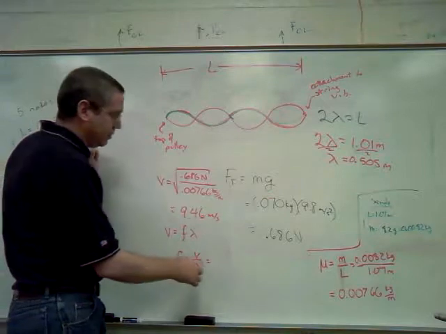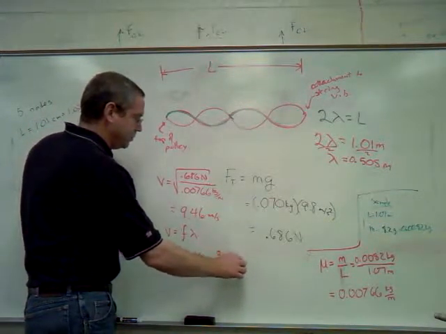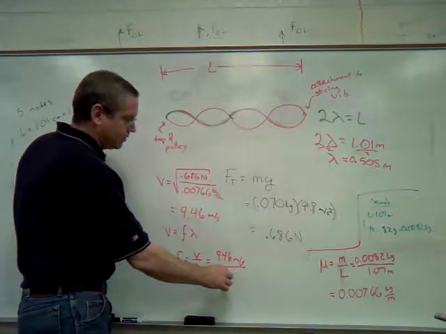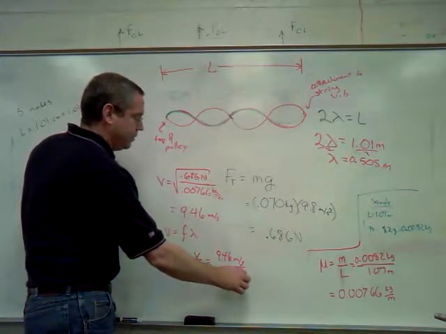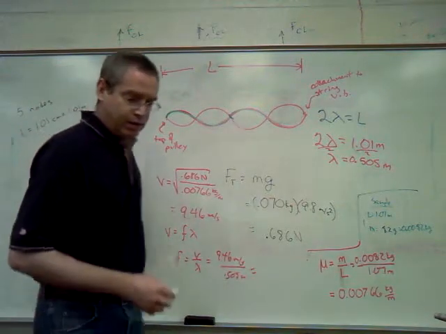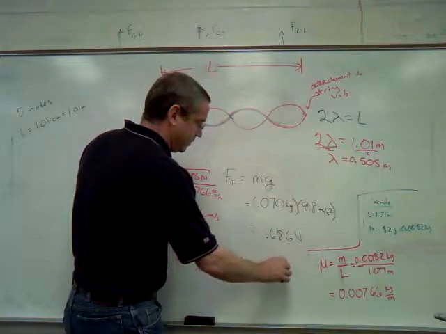And so the frequency is the speed divided by the wavelength. And the speed here is 9.46 meters per second. And the wavelength is 0.505 meters. And so what I end up with is 18.7 hertz.